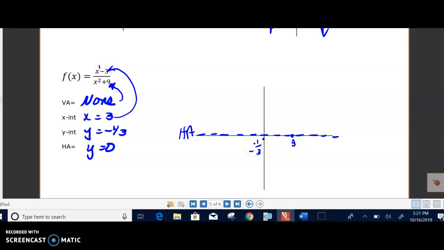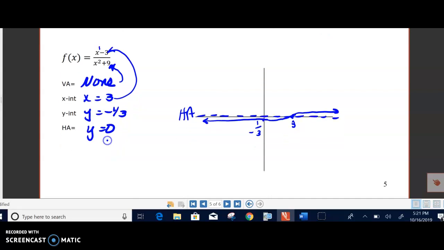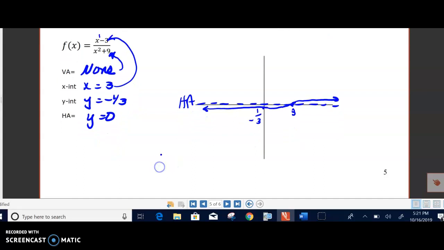So what we saw graphically was the graph coming from the left, kind of made a little downward thing, and then goes up on 3, and it just hovers above and below that horizontal asymptote. That one's a little tricky. So that's graphing your rational functions.